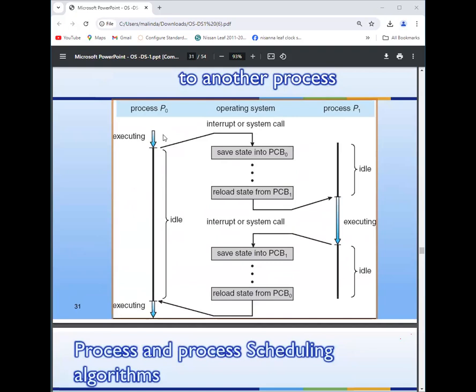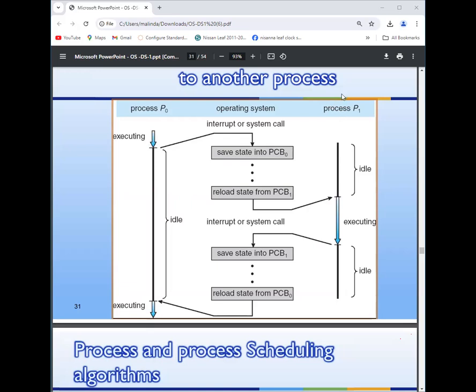One process is running on the CPU, right? So we need to switch to process 2. What it does is the currently running process will be stopped at a particular moment and its state is saved. So we call it saving in that particular PCB. We save the state somewhere, right? Then we save that particular state and then the CPU is idle.